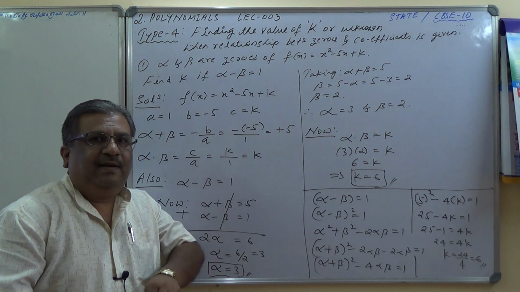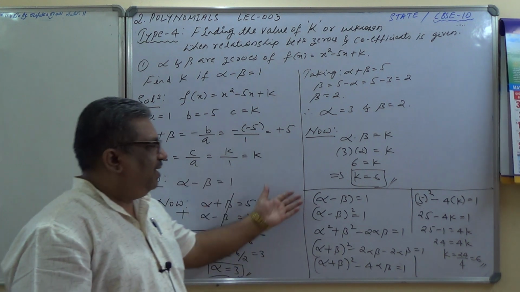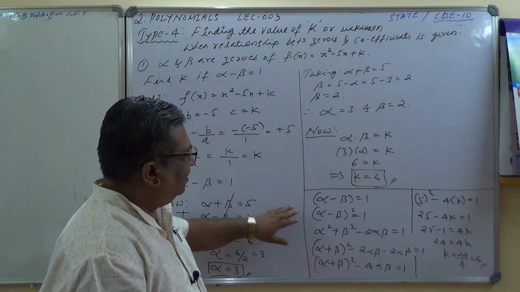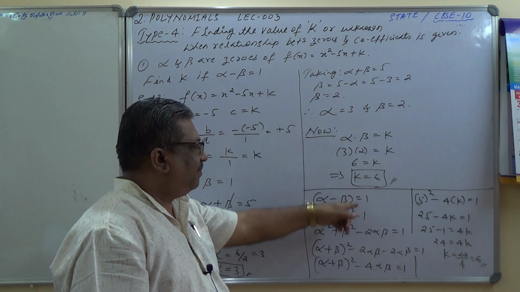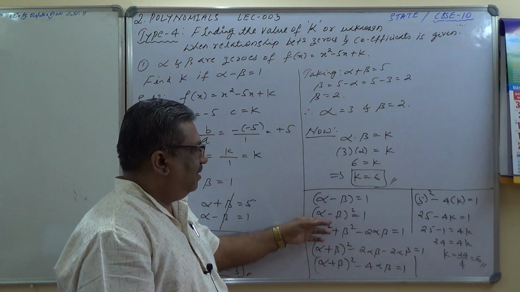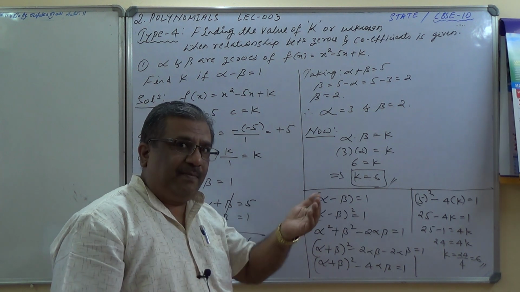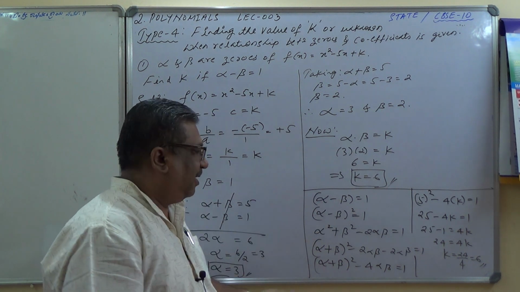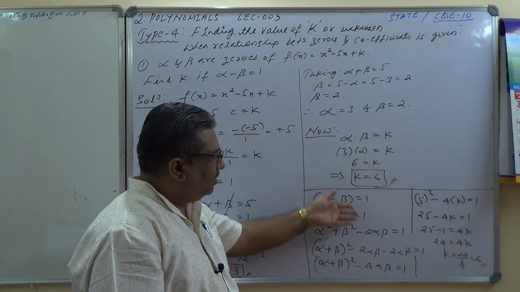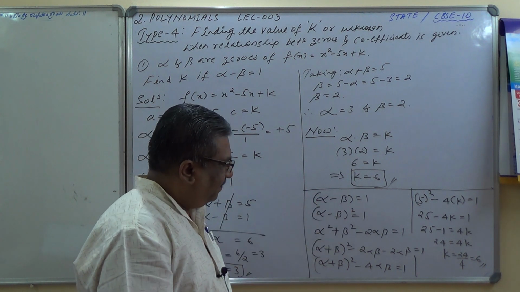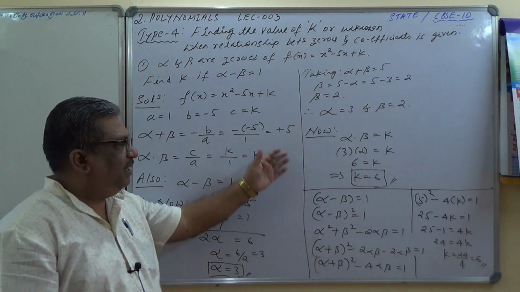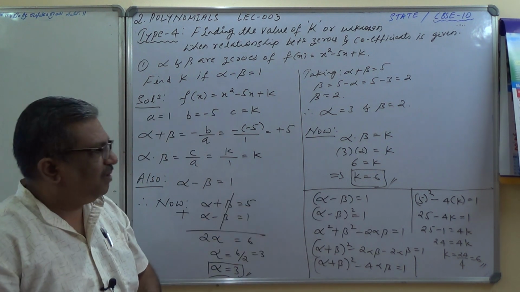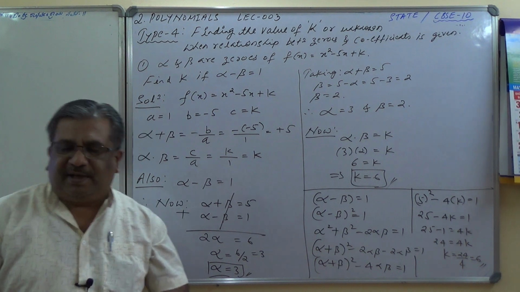Is it right? So you can do it by both methods. I have already explained in my previous numericals how to find alpha minus beta: squaring on both sides and expanding, this is how you can find it. Okay, so note it down. Any one of these methods is quite all right. Okay, I'll take up the next numerical.